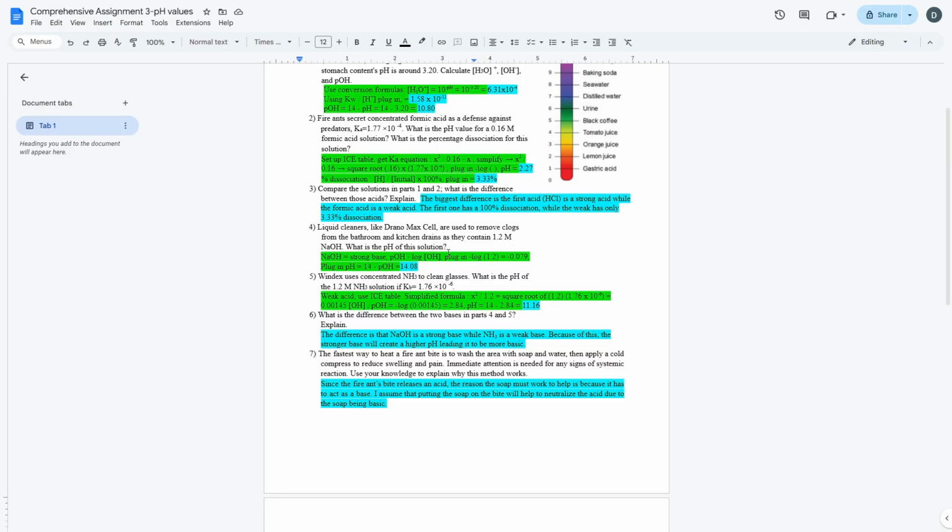Once you get the pOH, you're able to use the equation pH equals 14 minus the pOH, and we get 14.08.